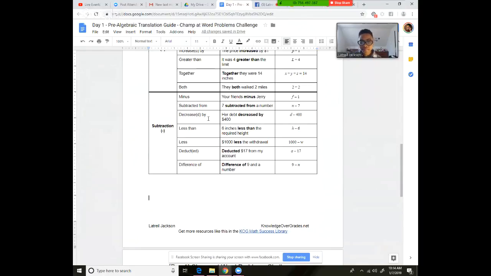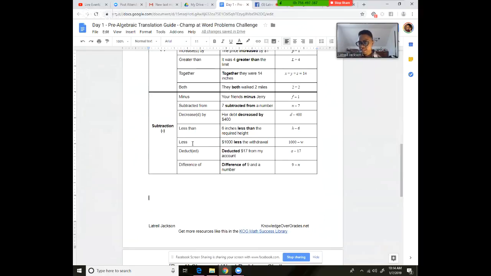Let's look at decreased by. Her debt decreased by $400. So here's her debt. We're looking at the translation. Here's her debt. Debt is D, decreased by 400. That means we took 400 away from her debt. So debt minus 400.